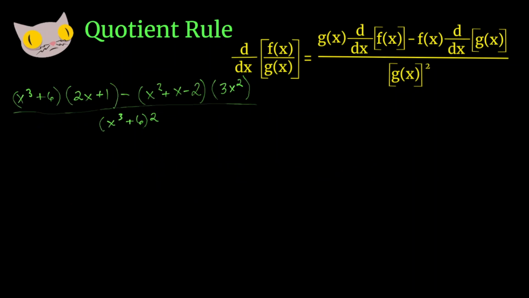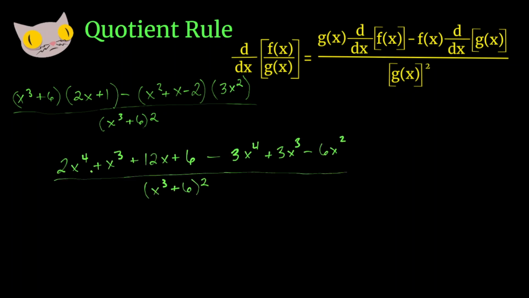Now we got a little bit of work here to do. We have to distribute everything and simplify the numerator. So up top, using FOIL, we can simplify this out. So then we get to this point where we can now combine like terms. So this is going to give us negative x to the fourth power minus 2x cubed plus 6x squared plus 12x plus 6 over our denominator.